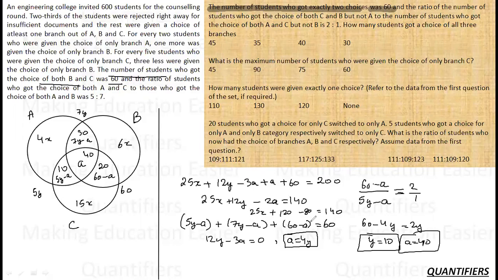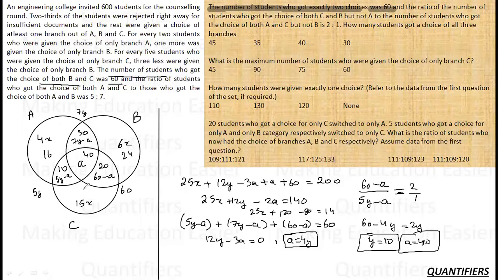12y, y is 10. 120 minus 80 is equal to 140. So 12y, 120 minus 80 is 40. 25x is equal to 100. Okay, 25x is equal to 100. So a very easy thing. x is 4. If x is 4, this is 16.